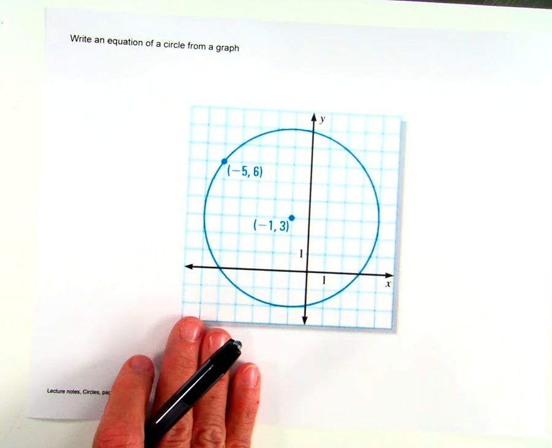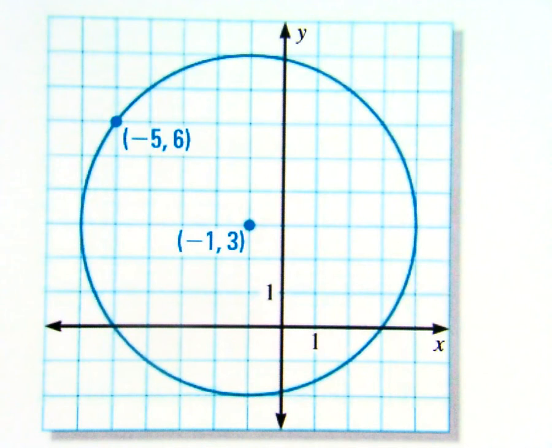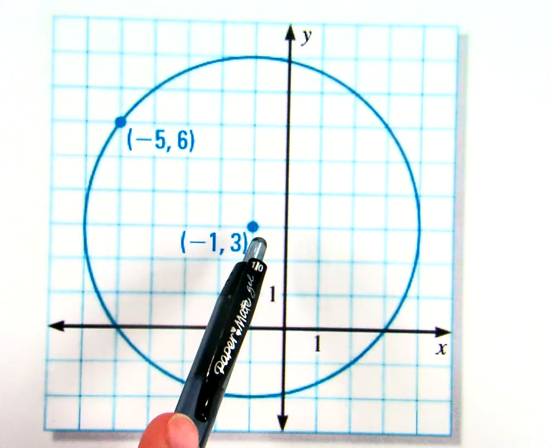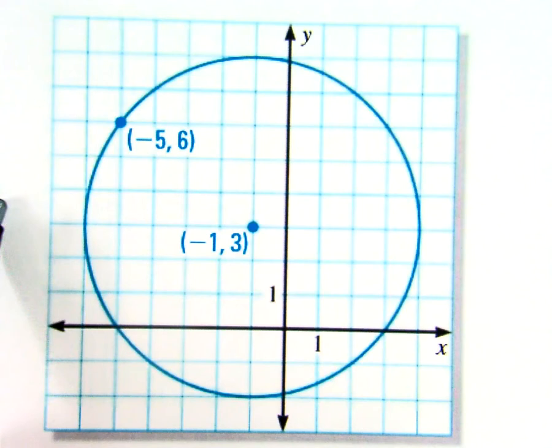Okay, remember, we need the coordinates of the center. Got that. And we need the radius. Don't got that. But we need to know the distance from the center to a point on the circle. And we do have those, so we can do it from there.